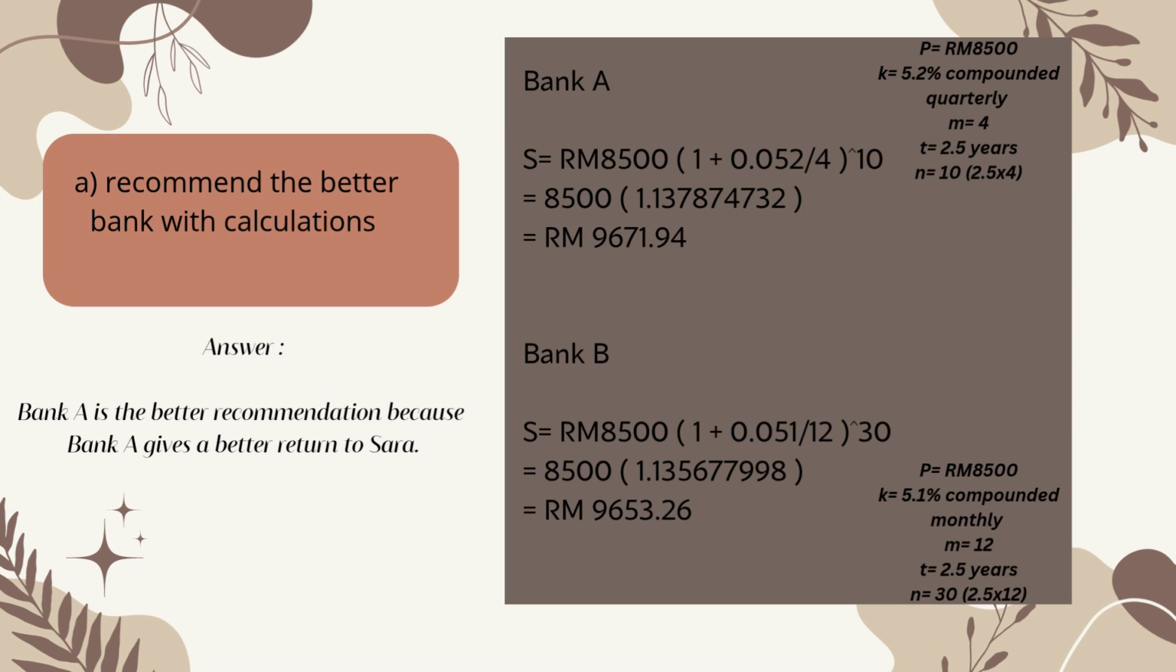For calculation of Bank B, S equals 8,500 in bracket 1 plus 0.051 divided by 12, power 30. And we will get 8,500 in bracket 1.135677998. And we will get the final answer, which is 9,653 ringgit and 26 cents.